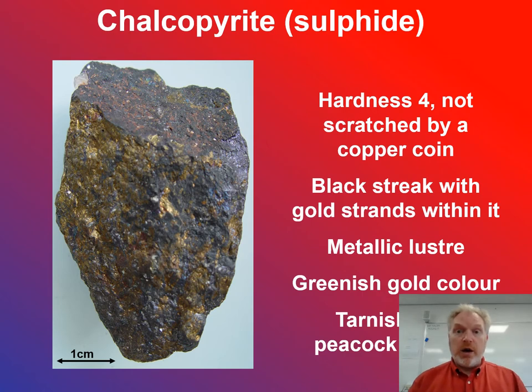Chalcopyrite is the main copper ore, really valuable stuff, and is a mineral that can be confused with pyrite, fool's gold. The key difference here is hardness. Both minerals are sort of a yellowy metallic colour and lustre, but chalcopyrite has a hardness of 4. It's not scratched by a copper coin, but it will be scratched by a nail.